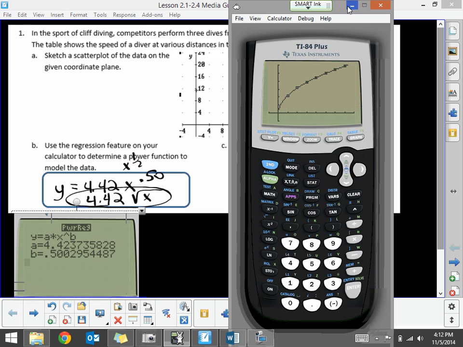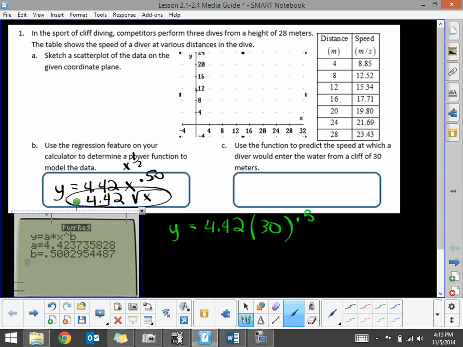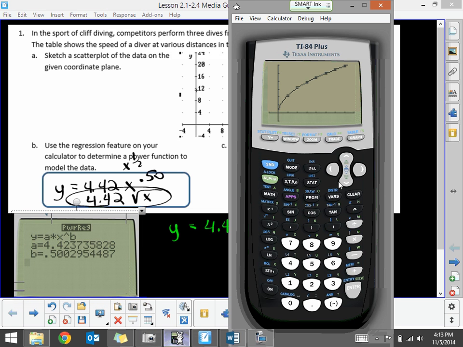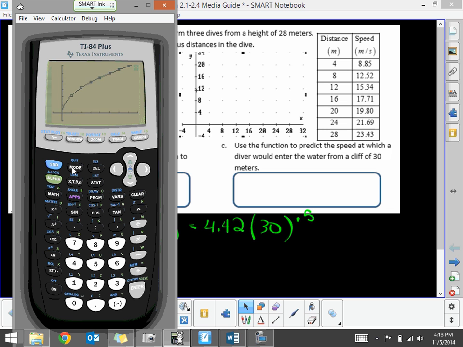Now I want to take that equation and use the function to predict the speed at which the diver will enter the water from a cliff at 30 meters. So if I have a distance of 30 meters, what would their speed be? I'm going to calculate y equals 4.42, this is our prediction equation, times x, and x in this case is 30 to the 0.5, or the square root. We run our calculation and we should end up with our desired answer, their speed at 30 meters. We'll go back to the home screen and run the calculation.